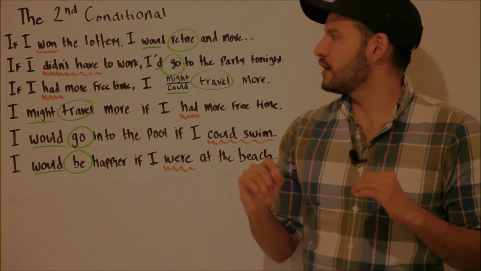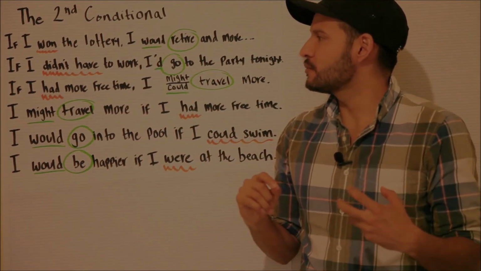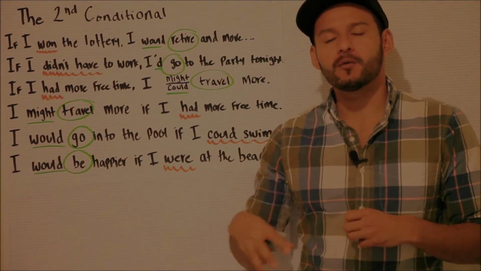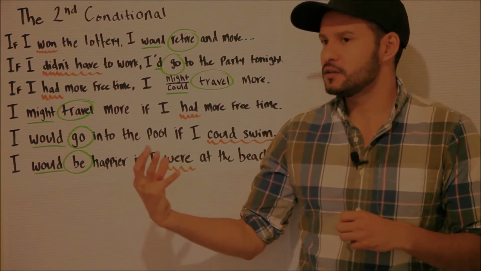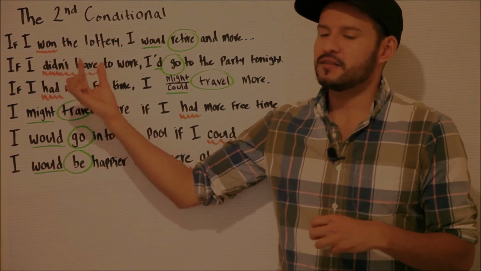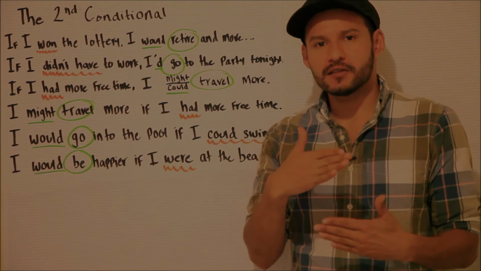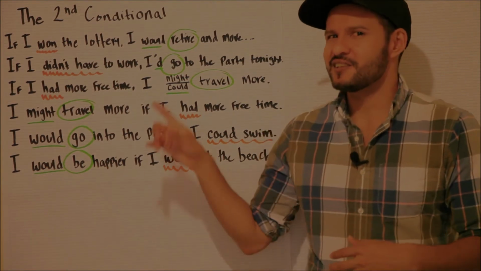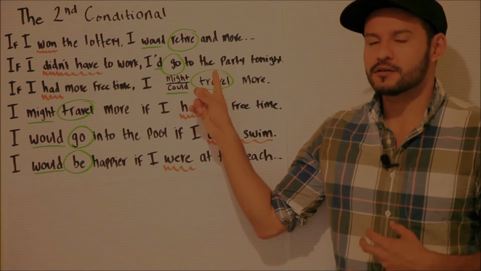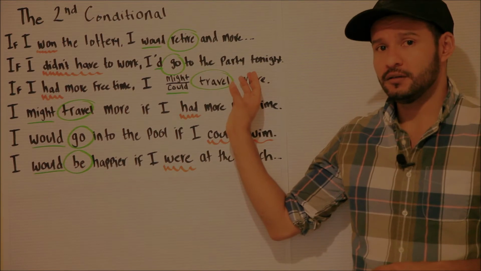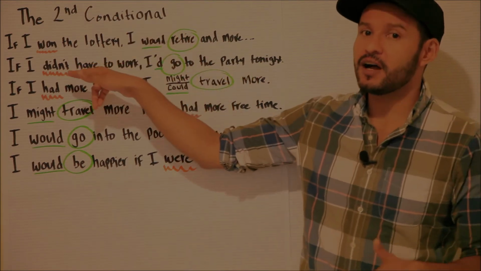The second sentence, I think, is going to make it a little bit more clear. And it says, if I didn't have to work, I would go to the party tonight. So same thing, I have used a verb in the simple past. And this is telling you that the reality is the opposite. So in reality, I have to work. And so I'm not going to go to the party. I would go to the party if I didn't have to work.